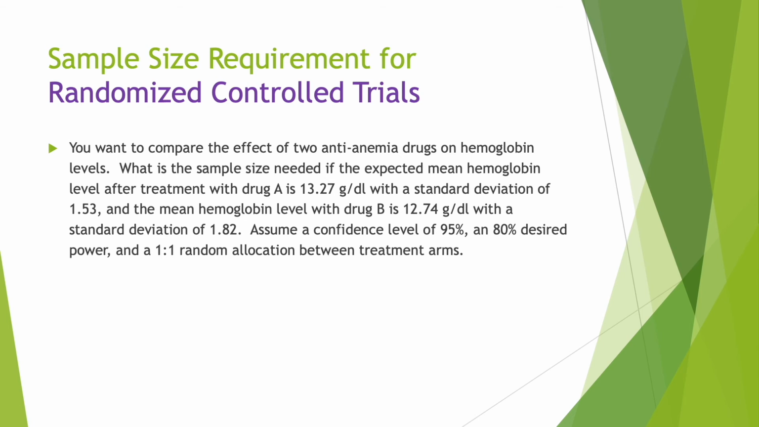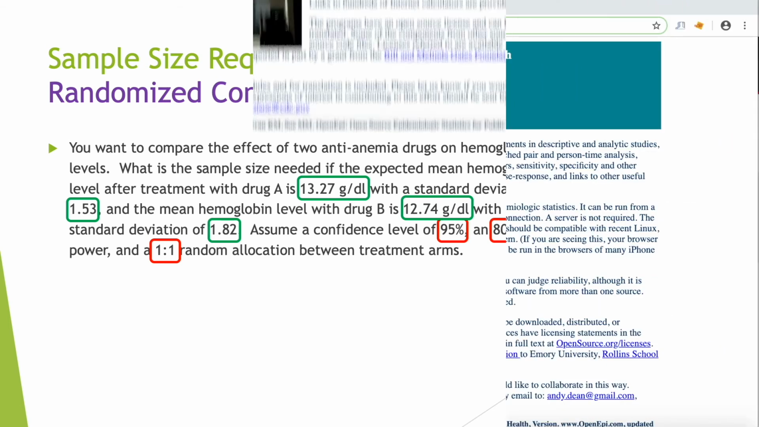As with the previous RCT scenario, we have the same information on confidence level, power, and randomization ratio. This time, however, since the outcome of interest is continuous, you provide the expected or hypothesized mean hemoglobin levels and their respective standard deviations for both treatment arms. With all this information at hand, let us now proceed to the OpenEpi website.